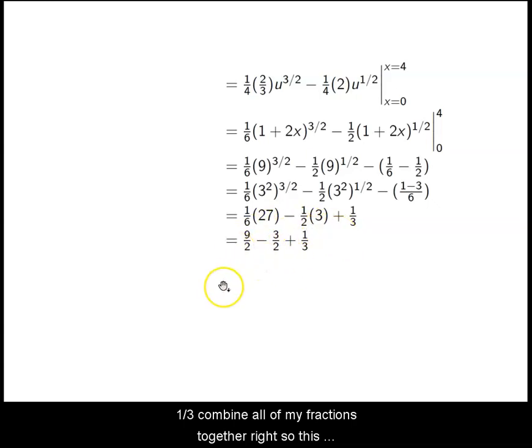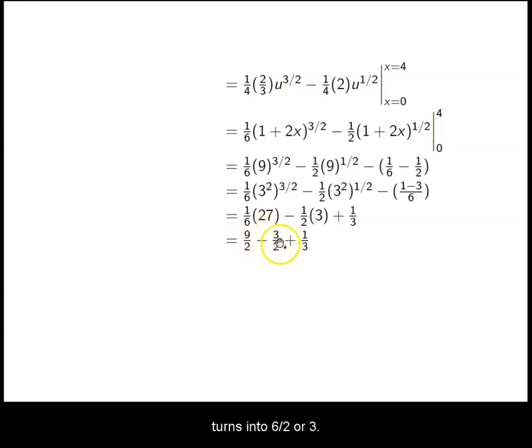Combine all of my fractions together. So this turns into 6/2 or 3, plus 1/3, which is 20 over 6, which reduces to 10/3. So that is 3 1/3.